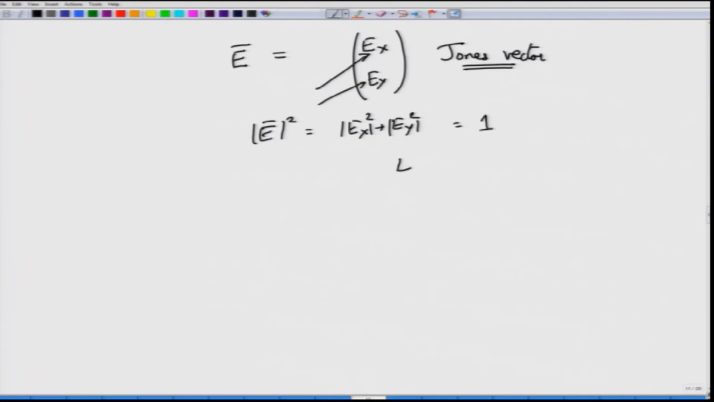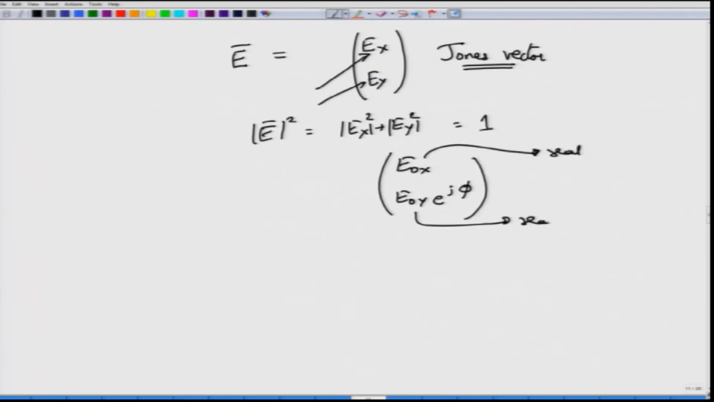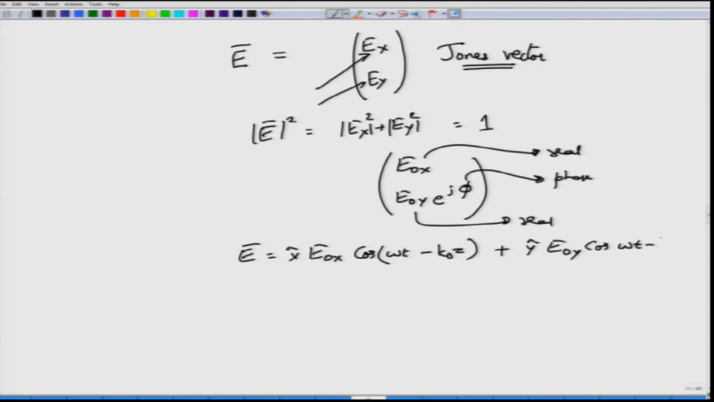You can write this as E 0 x, E 0 y e power j phi, where you can consider E 0 x to be real, E 0 y to be also real, and all the complex part comes from having e power j phi. This phi is called the phase difference. So, the electric field would be given by E 0 x cosine omega t minus k 0 z along the x axis, and then along the y axis the field is E 0 y cosine omega t minus k 0 z plus phi, and this phi controls what type of polarization we have.